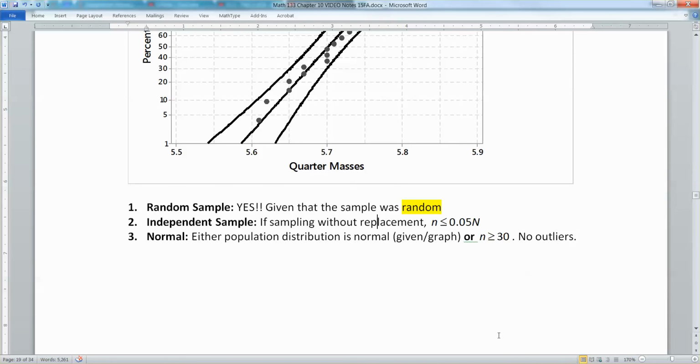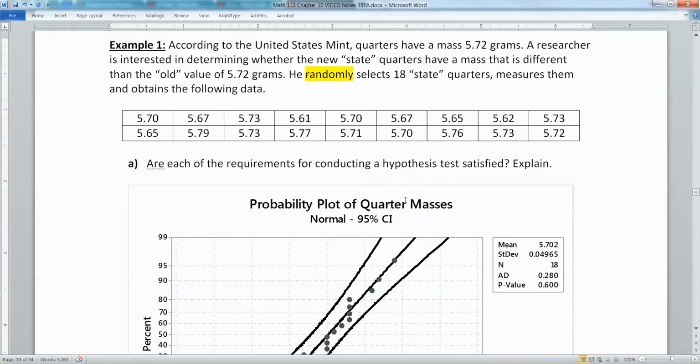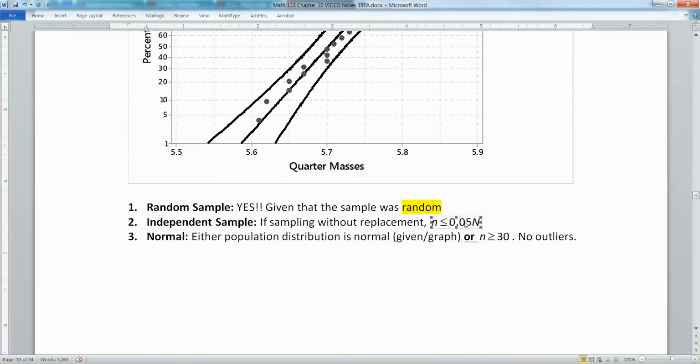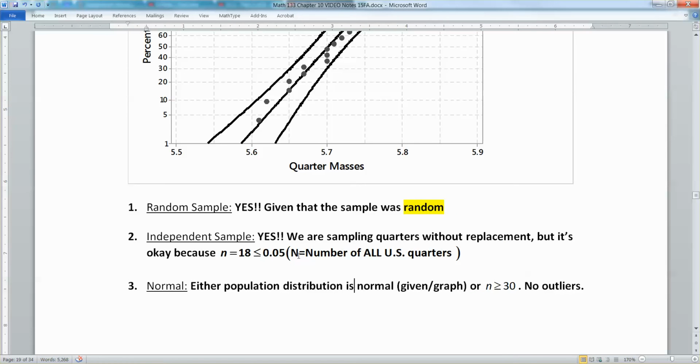Now, is this an independent sample? Okay, well, we're not sampling with replacement here. So they didn't put the quarters back and allow us to reuse them. If that's the case, then we need our sample size to be less than 5% of our population size. But the population size here is all the quarters on the planet, right? All the US quarters. And 18 is well below 5% of that. There we go. So I just typed that up.